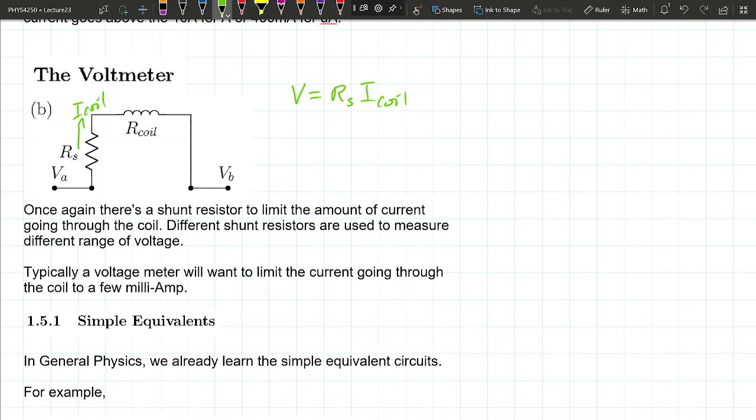So basically, if you can measure I coil, you just multiply that number by your shunt resistor, and you get the voltage. That's why I say when you measure voltage, you're not measuring voltage, you're still measuring current. Everything is based on current.